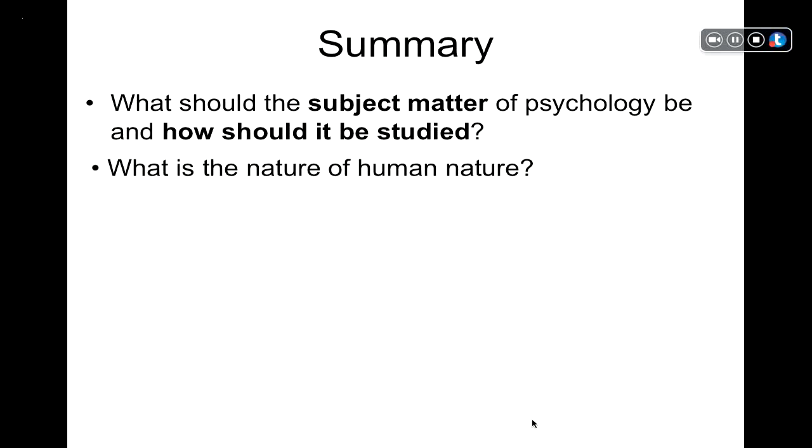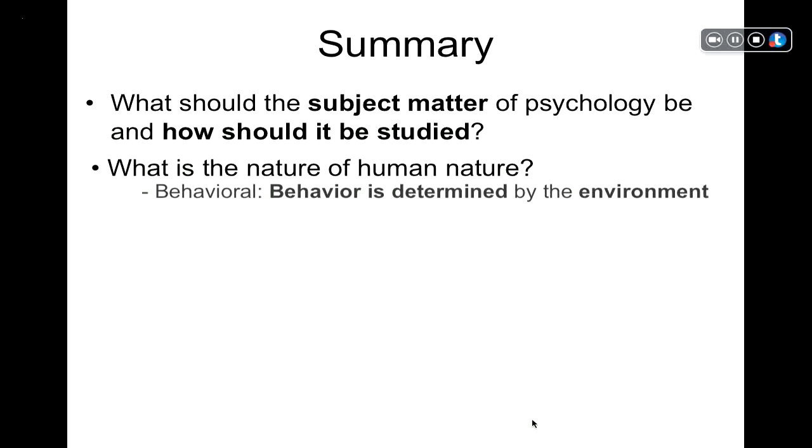So a little summary here. What we've talked about in the last two lectures is psychology as a young science, as an early science. One of the major questions that a young science faces is what the subject matter of the science should be and how it should be studied. So we looked at structuralism and functionalism initially, and then we've looked at behaviorism, psychoanalysis, and the humanistic perspective. All of these perspectives have a slightly different view of the subject matter of psychology and how it should be studied. But also they have a different view of the nature of human nature. That is, what makes us tick, what makes us who we are.